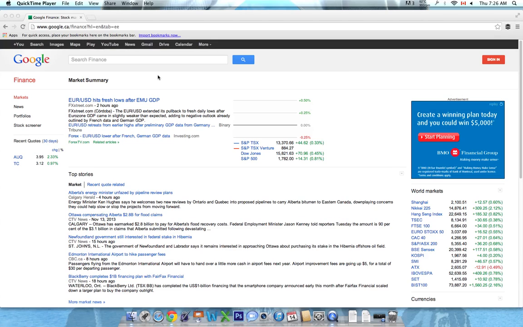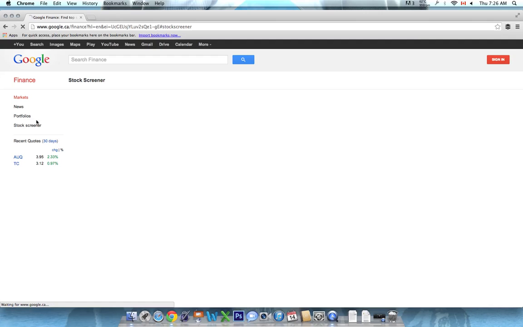It's Jeff Waite at stockideas.org, and today I just want to show you how to find some of the best growth stocks using the Google Finance Stock Screener. So just head over to google.com/finance and click on the stock screener here on the left-hand side of the page.